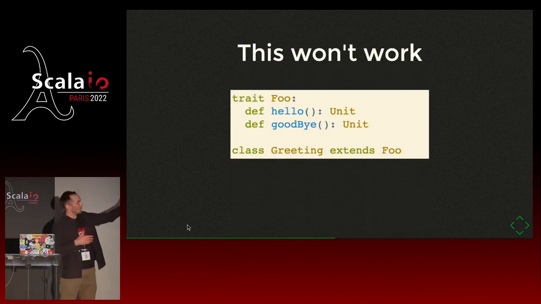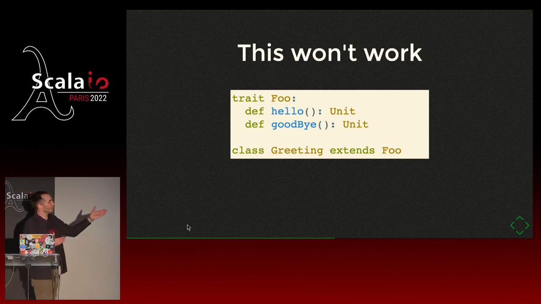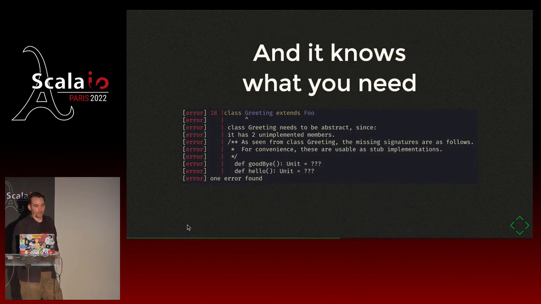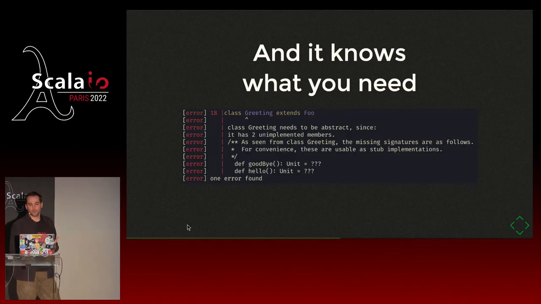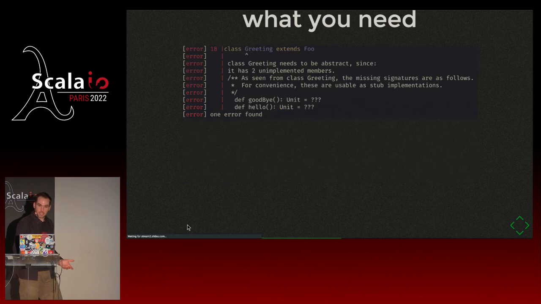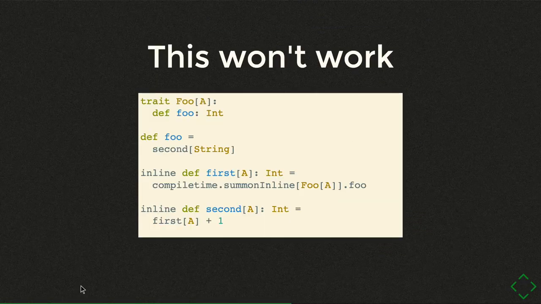So if you, again, are familiar with Scala a little bit, you'll know that this won't work, right? You have unimplemented members. So if you run it with, in this case, mill, you'll see an error like this, and the compiler will actually report to you, "Hey, I cannot create greeting because there's two unimplemented members here, goodbye and hello." And I'm going to help you a little bit, and I'm going to tell you exactly what you can do to get your code to compile. And it tells you, it's basically inside of a comment there. That's pretty nice, right?